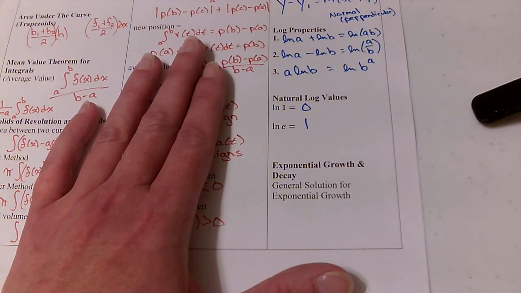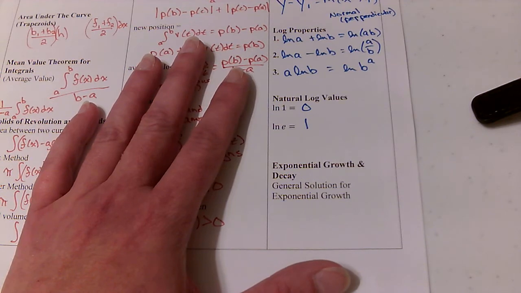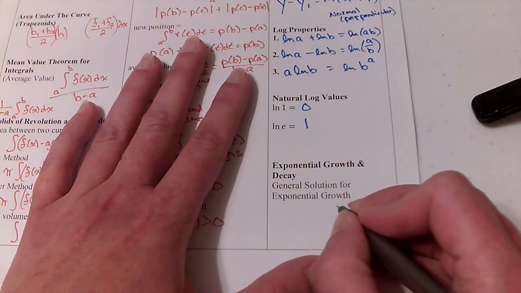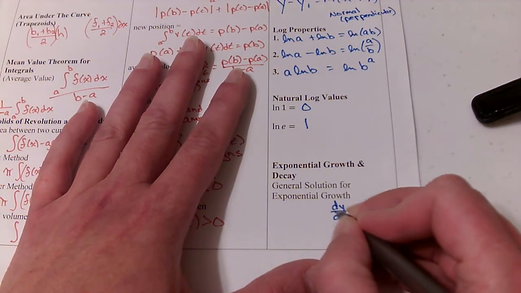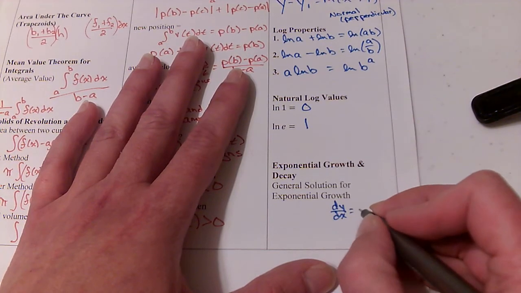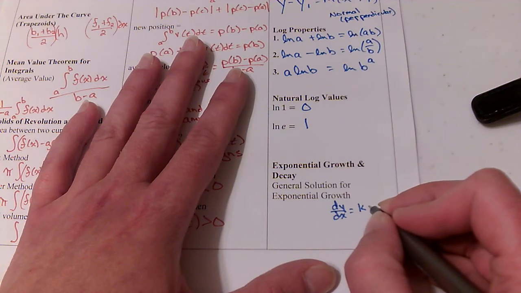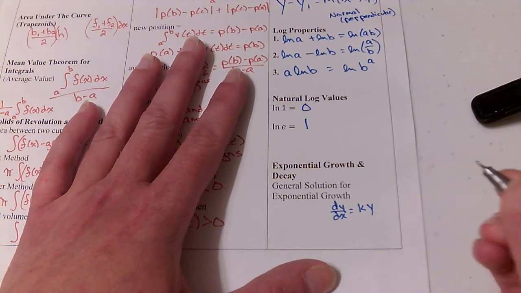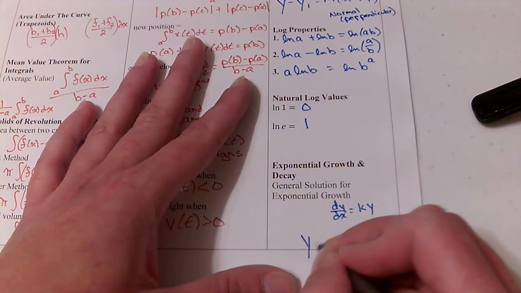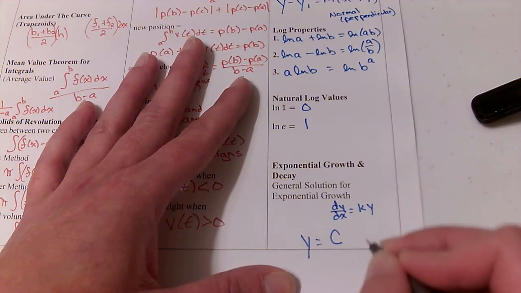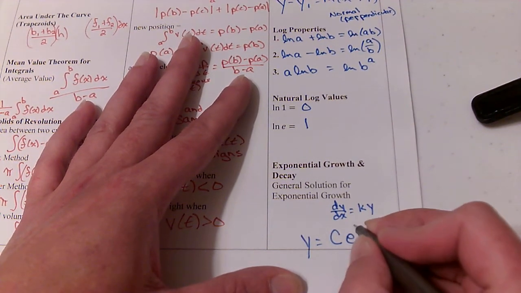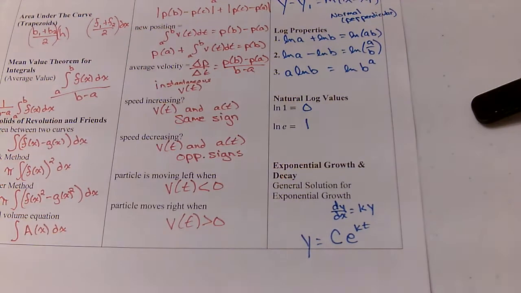Exponential growth and decay. This is when we had that dy dx equaled some k times our value. Well, it ended up being that we had c, which was the initial value, e to the kt. And there you have it.